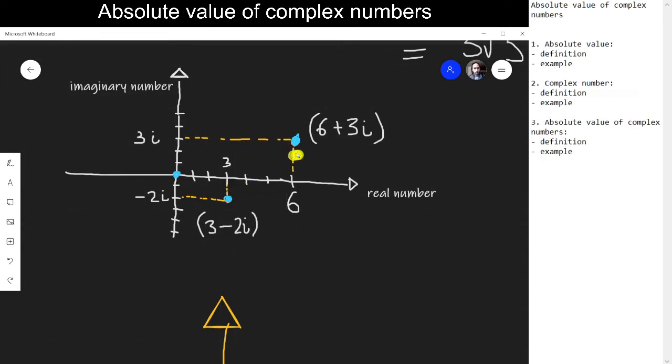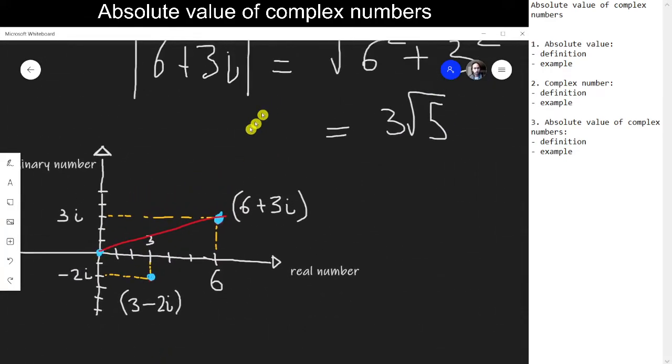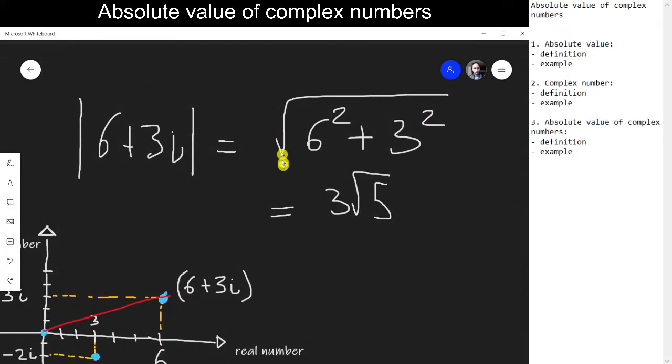So what is the absolute value of 6 plus 3i? It is going to be the distance from 0 to that point, 6 plus 3i. And this distance is going to be equal to the square root of 6 squared plus 3 squared, and that is going to be equal to 3 square root of 5.